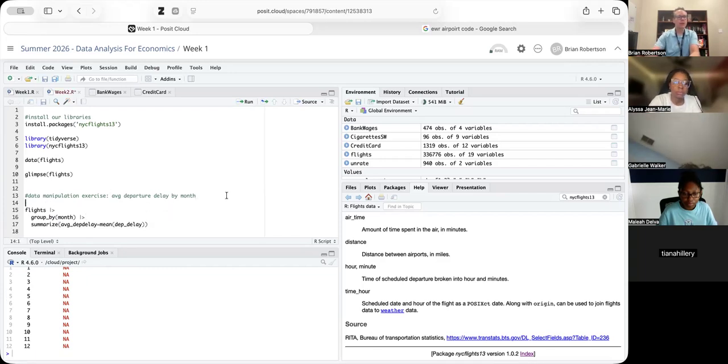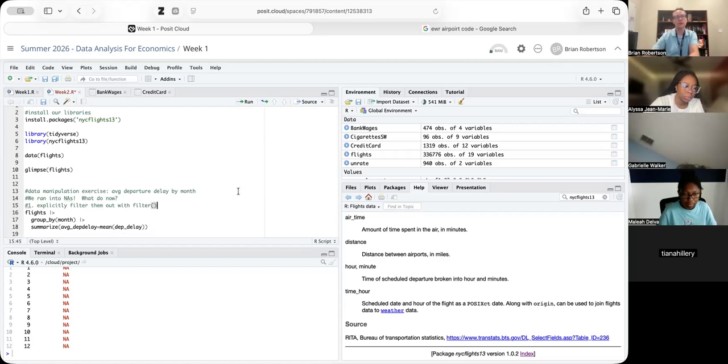Let's go ahead and add a comment here. We ran into NAs. What do we do now? Well, there's two ways we can treat this. One is that we can explicitly filter them out with filter. Actually, there's three things. I'll get to the third one later. But the first thing we can do is filter them out.